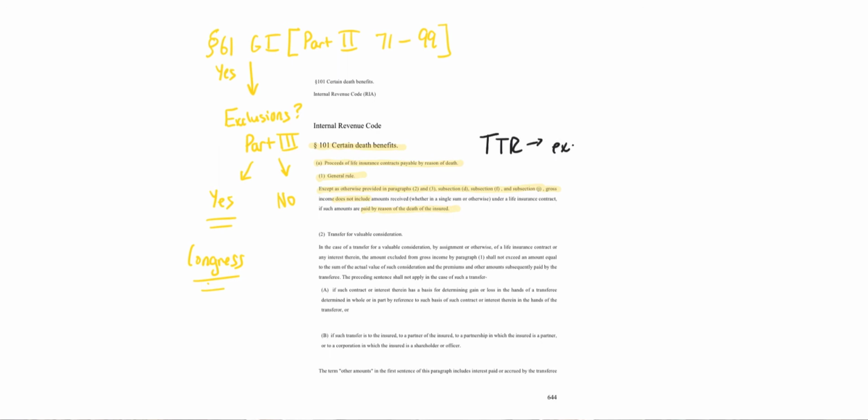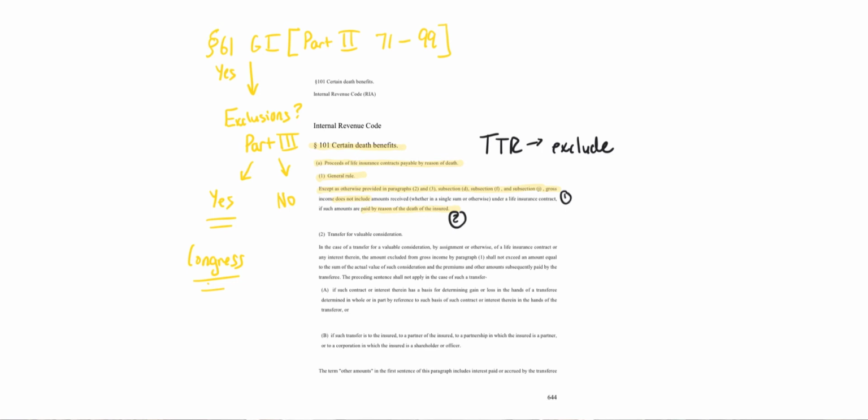We exclude from gross income, and the requirements, it has to be amounts received, single sum or otherwise, under a life insurance contract. So I would say it's requirement 1, if paid by reason of death of the insured. So I think there's really two requirements. Some people might read that and say there are multiple requirements, but you're receiving amounts under a life insurance contract, and the reason why you're receiving it is because someone died and you were listed as the person to receive that. Those are the 2 requirements.